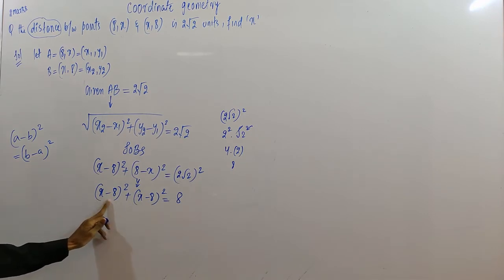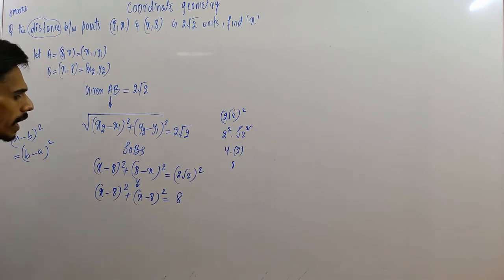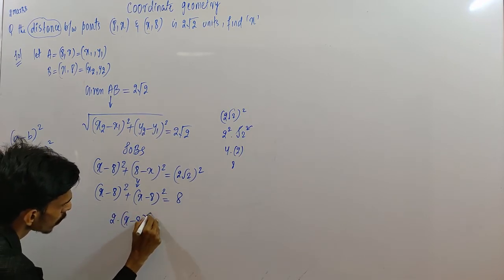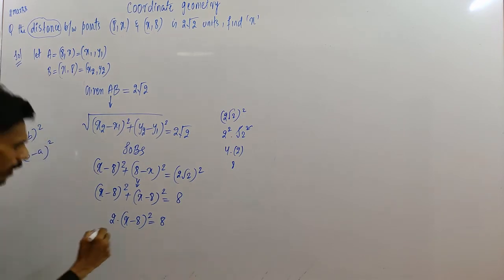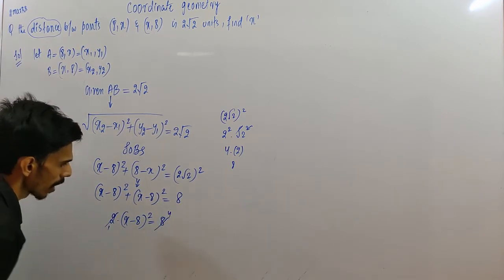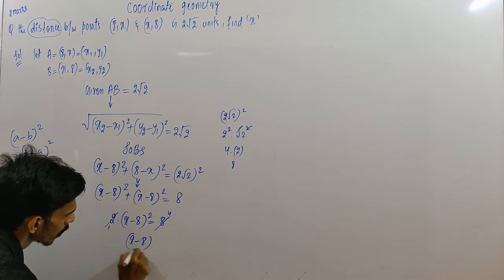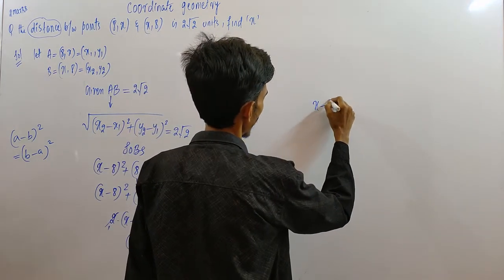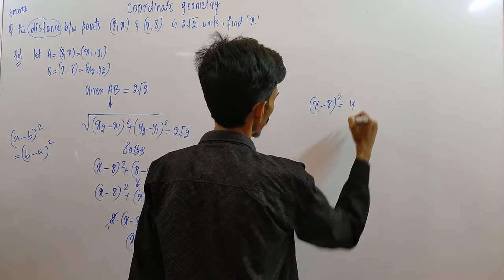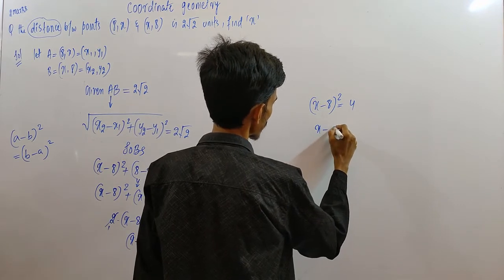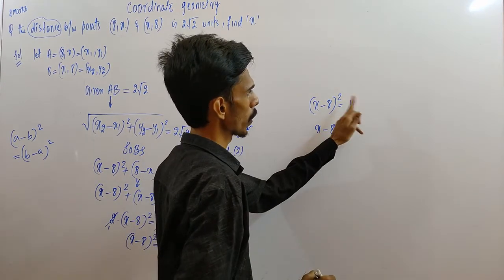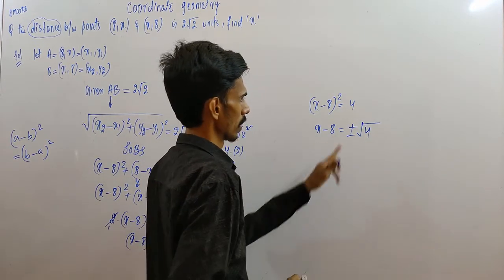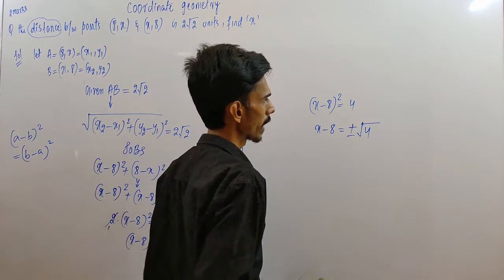Now we have 2 times x minus 8 square. So write down 2 times x minus 8 square is equal to 8. Now cancel: 2 ones are 2, 4 twos are 8. So we have x minus 8 square is equal to 4. If we send this square to the other side, it becomes plus or minus square root.